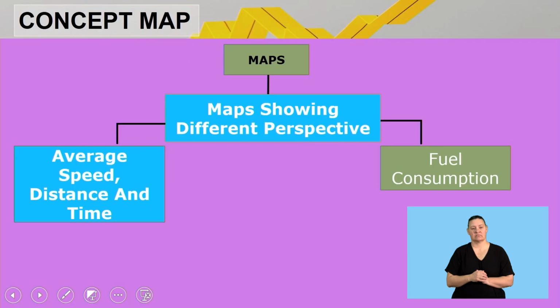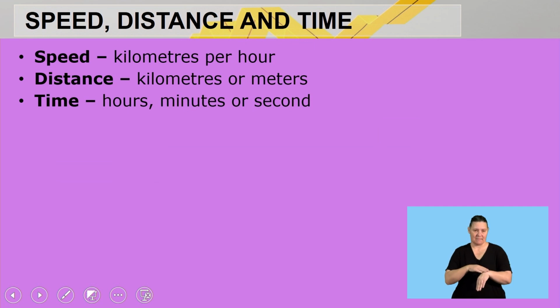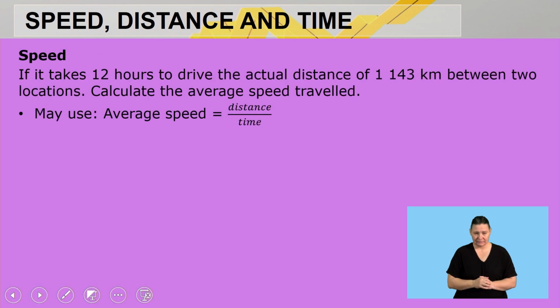Now our second concept would be the average speed, distance, and time. So now our speed will be calculated in the unit kilometers per hour, and distance can be given in kilometers or meters. Time can be asked to be given or calculated in hours, minutes, or seconds. Now let us look at the first concept, which is speed.